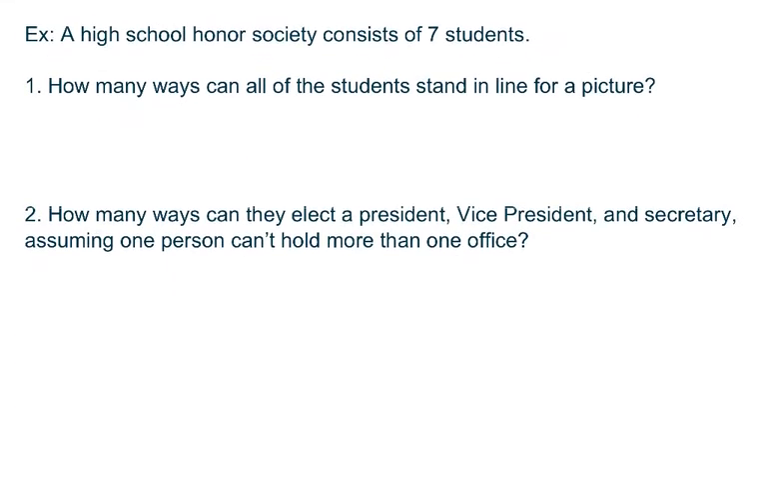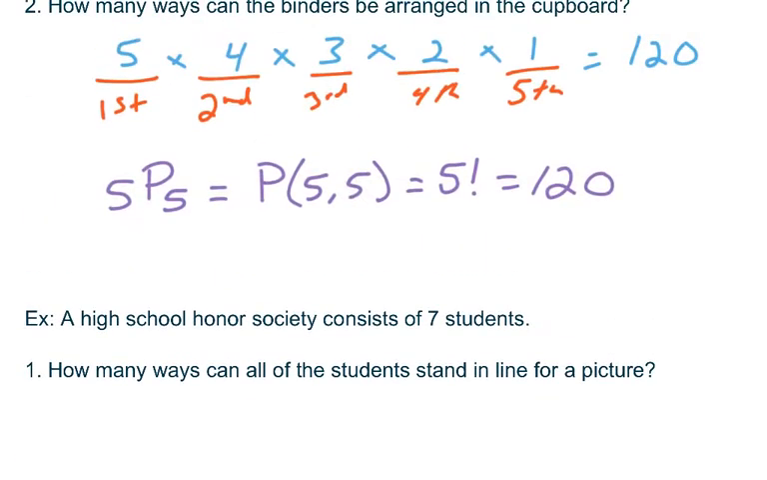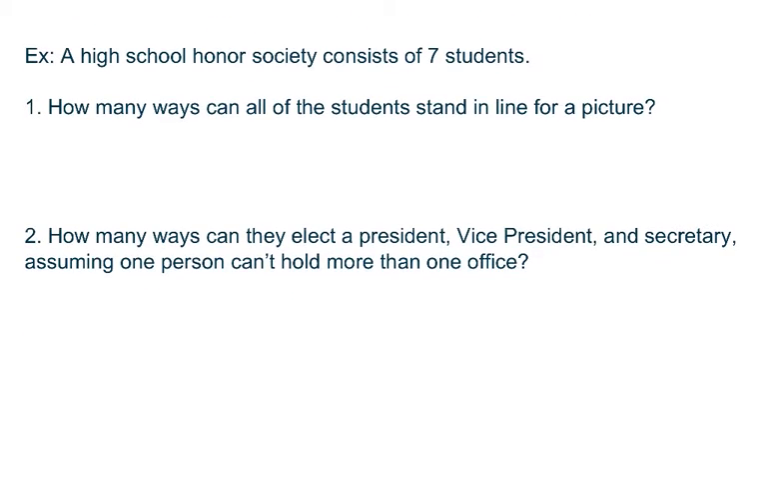Let's try another one here. A high school honor society consists of 7 students. How many ways can all of the students stand in line for a picture? Again, we could list out our 7 spaces just like we did here and multiply them all together, or we can use permutations because the order matters, because we're talking about standing in a line. So if I have Johnny then Susie, that's going to be different than Susie then Johnny. So the picture is going to look different. The key word is all of the students.